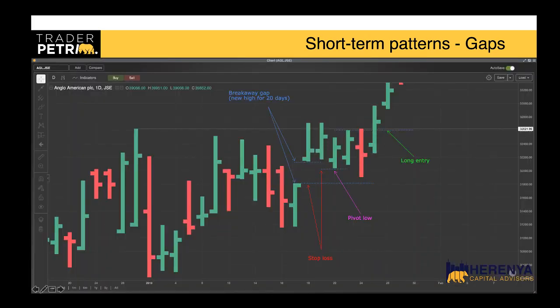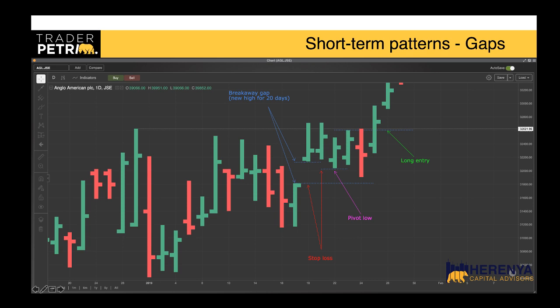A bit more detailed, as we can see here, as marked by our little gray line, that is the previous high. We have a gap up and it prints a new high, so it makes a new high for the past 20 days. So we ask, is this perhaps a breakaway gap? Yes, it is. So does it make a pivot low? Yes, it does. It breaches the top here.